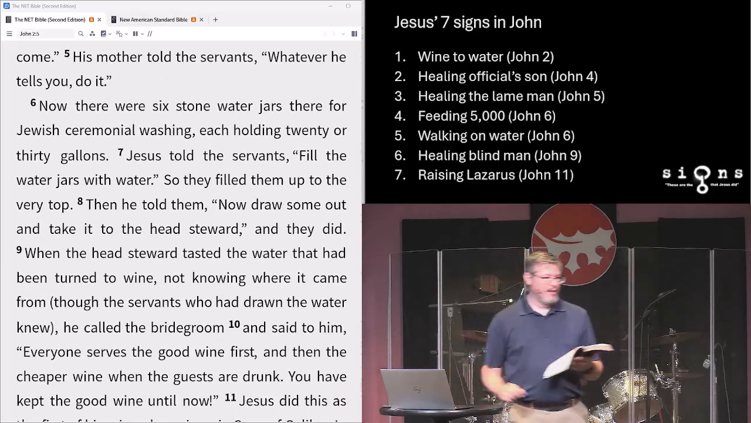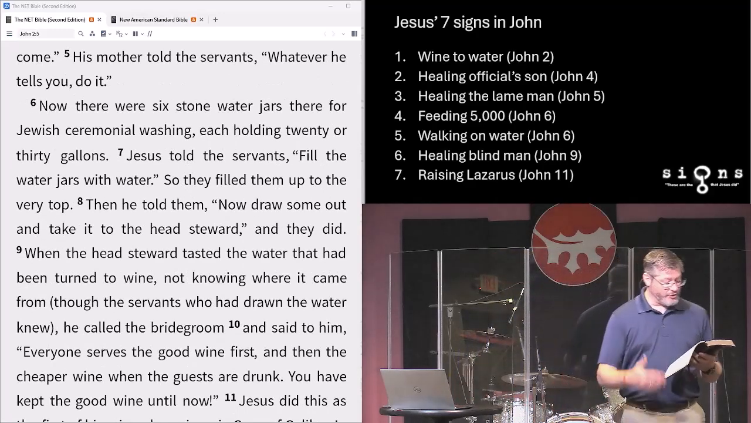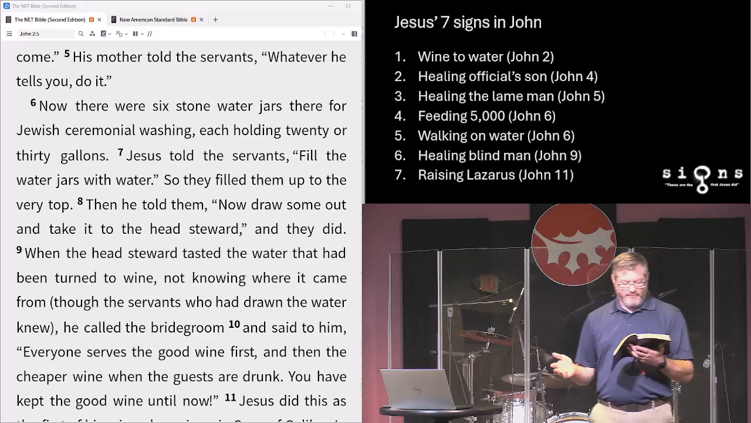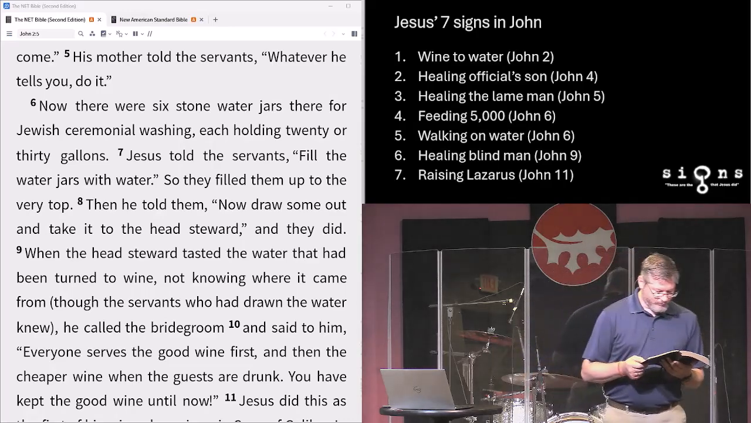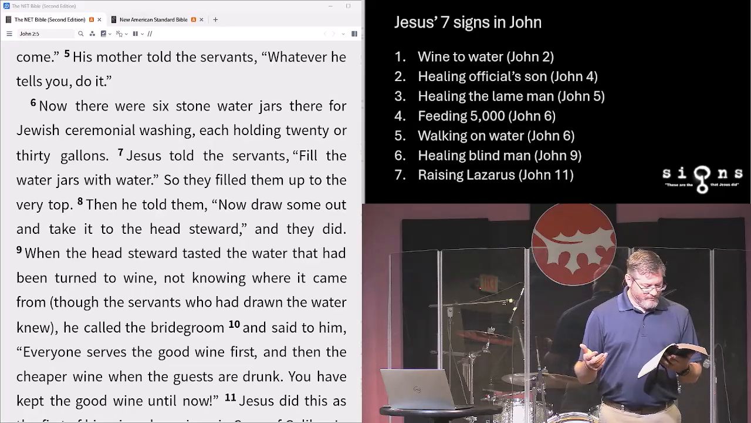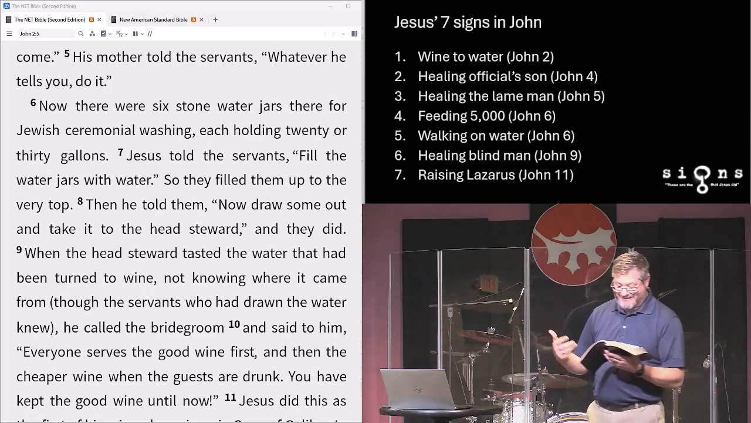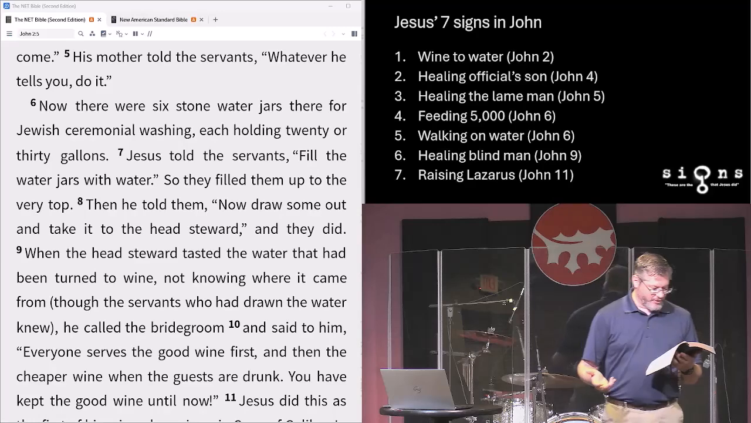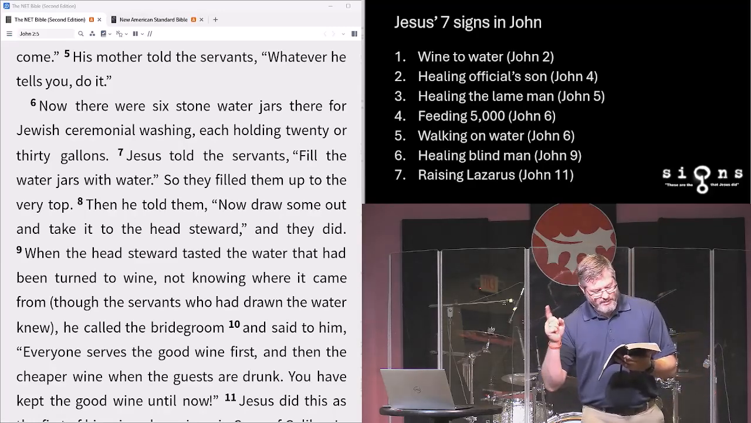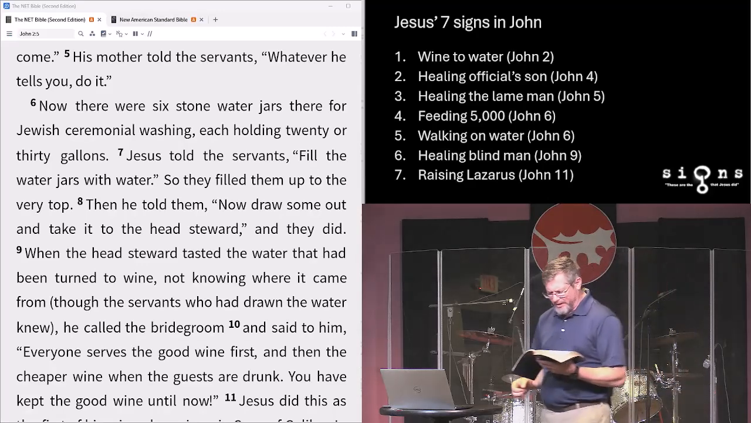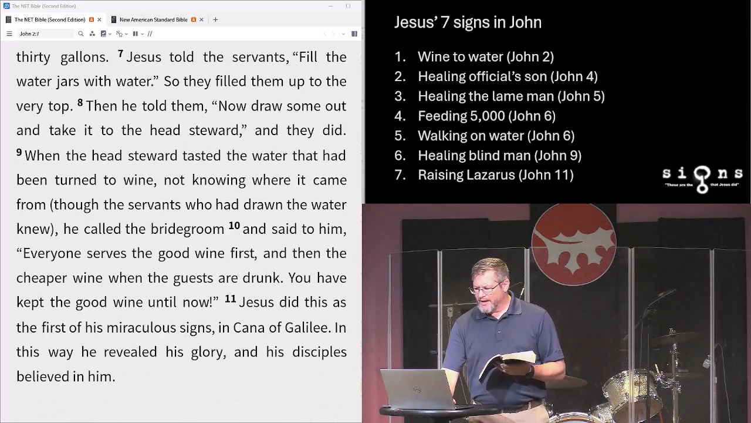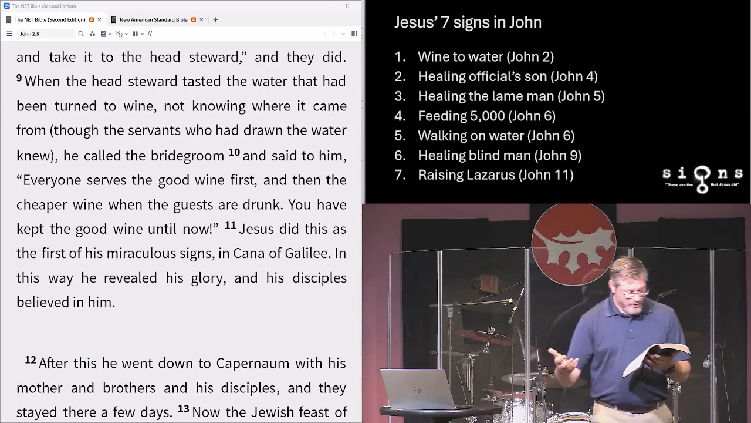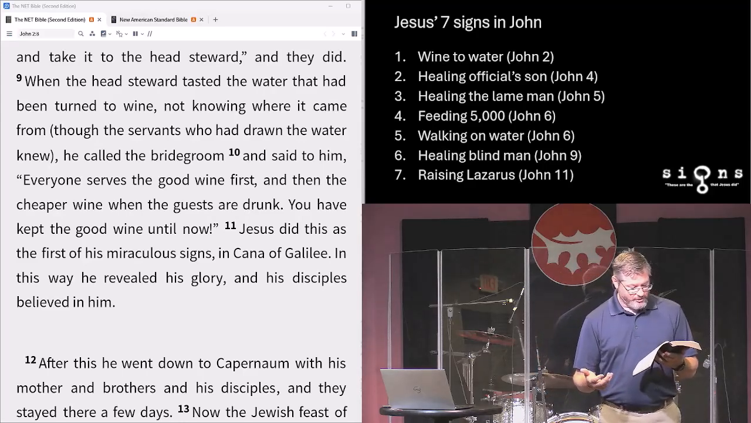Verse 6, now, there were 6 stone water jars there for Jewish ceremonial washing, each holding 20 or 30 gallons. Jesus told the servants, "Fill the water jars with water." So they filled them up to the very top. Then he told them, "Now, draw some out and take it to the head steward," and they did. When the head steward tasted the water that had been turned to wine, not knowing where it came from, but the servants who had drawn the water knew, he called the bridegroom and said to him, "Everyone serves the good wine first, and then the cheaper wine when the guests are drunk."